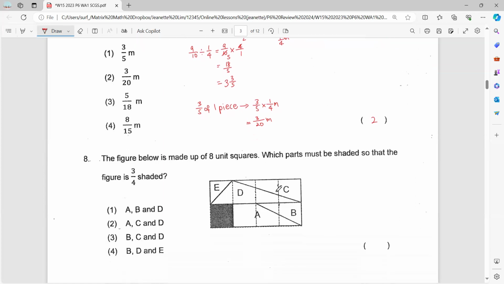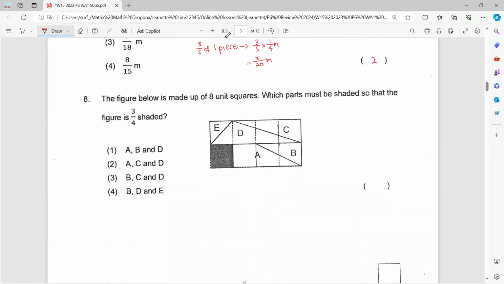Okay, let's look at question 8. The figure below is made up of 8 unit squares. Which parts must be shaded so that the figure is 3/4 shaded? Okay, so first, let's change 3/4 to over 8 because there are 8 squares. So 6 over 8. We want 6 over 8 of this figure to be shaded.